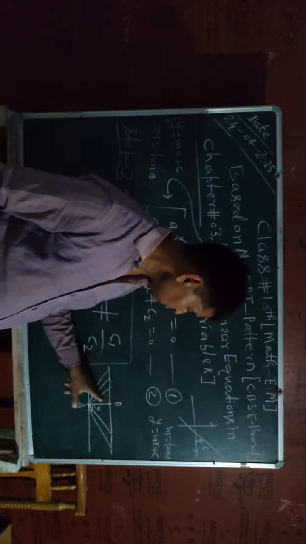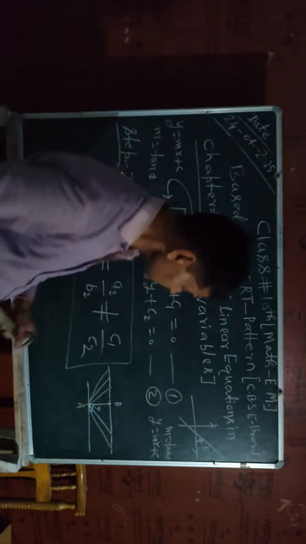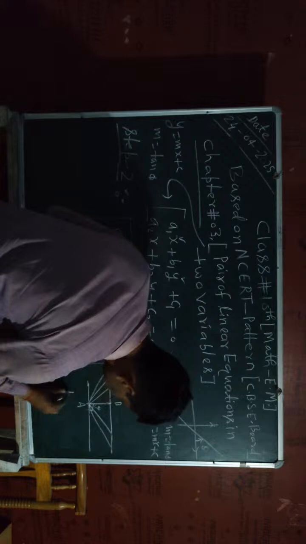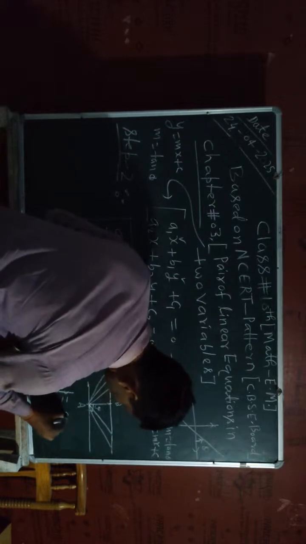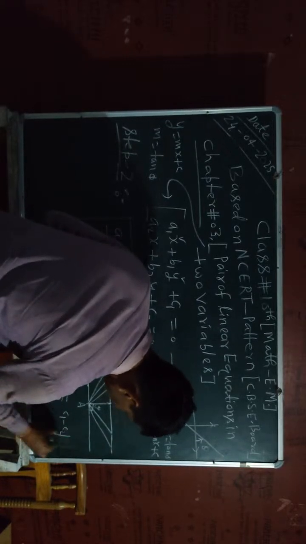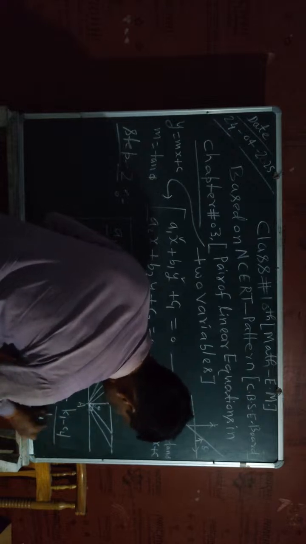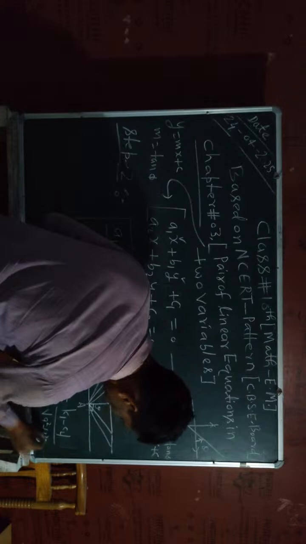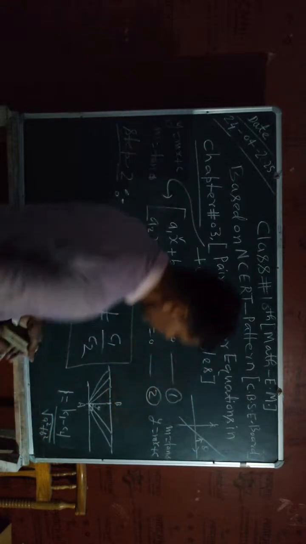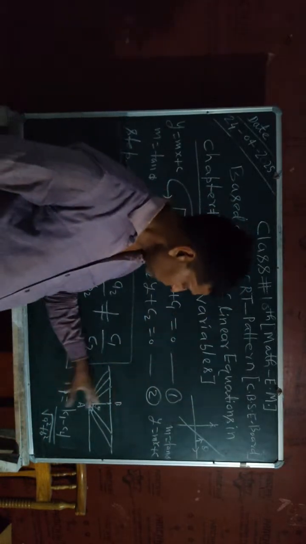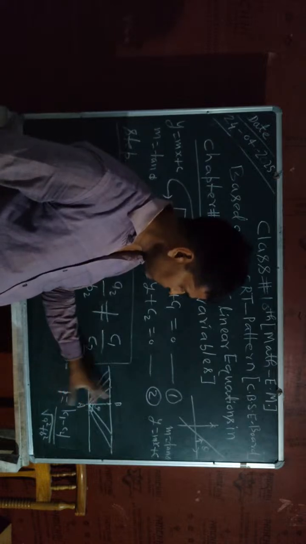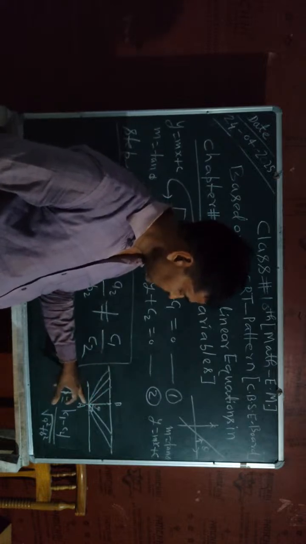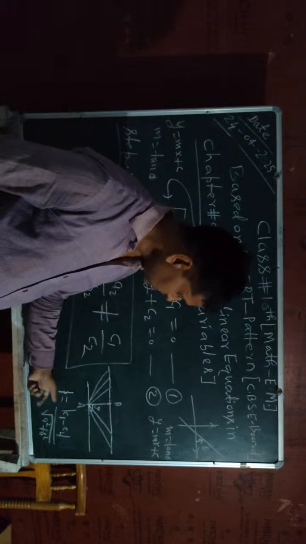So this minimum distance is called the perpendicular distance, and that perpendicular distance is obtained by the formula: magnitude of C1 minus C2 divided by under root A square plus B square. By using this formula, we can obtain the value, that is the length between these two parallel lines, from A to B.